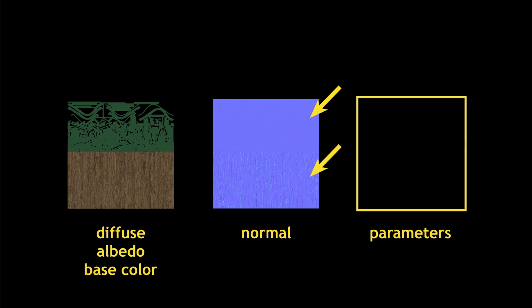The third file we need is the parameters file. I've outlined the file in yellow as it appears transparent. That is, it looks like it does not contain any information, which is not true. The parameters file contains 4 types of information about the surface, packed into the 4 individual channels that make up an image file: red, green, blue, and alpha.